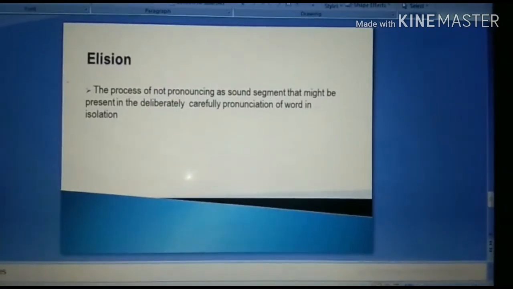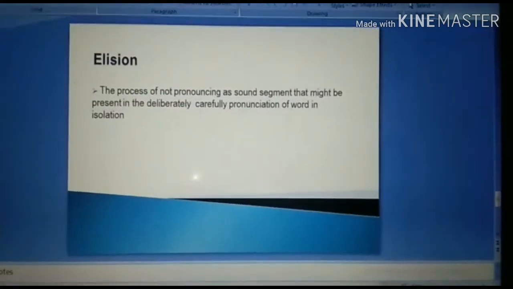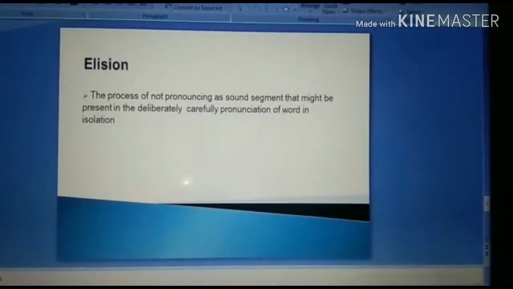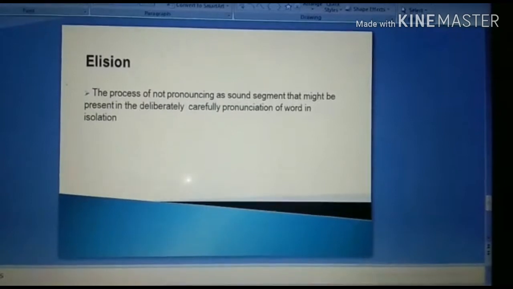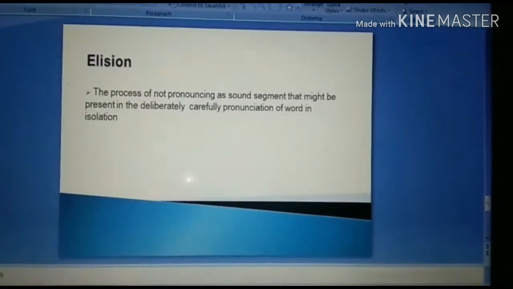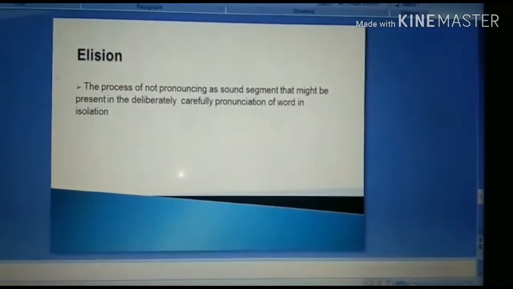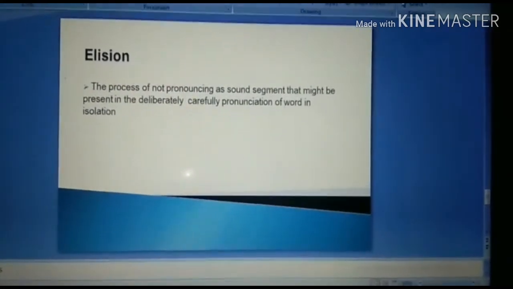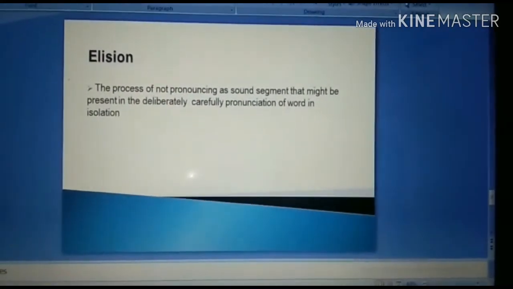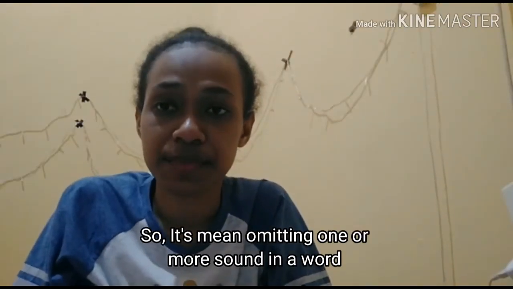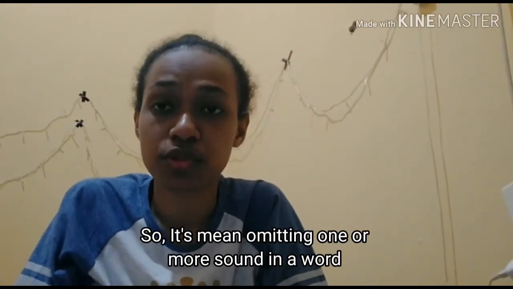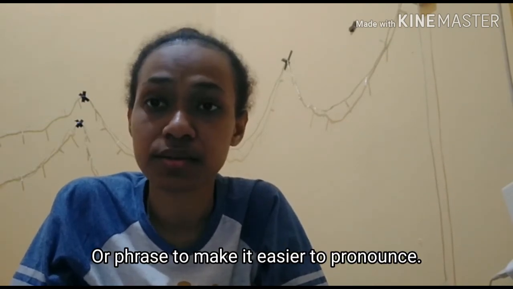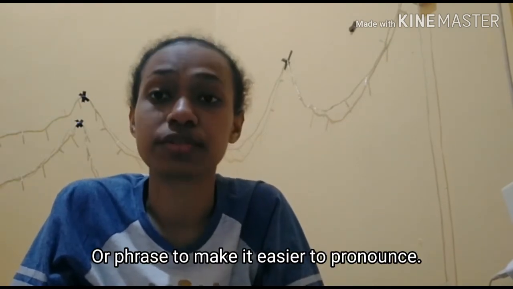Okay, let's move to the next part, elision. Elision is the process of not pronouncing a sound segment that might be present in the deliberately careful pronunciation of a word in isolation. So it means omitting one or more sounds in a word or phrase to make it easier to pronounce.